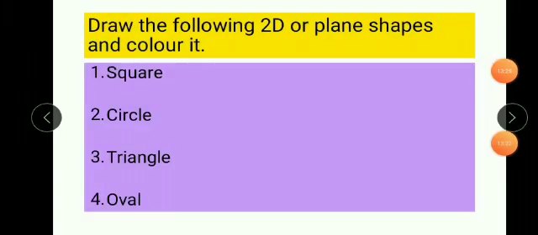Okay children, so these are solid shapes and their examples. I hope you all understand it very well. Now here I have some exercises for you. So it is exercise time. Take out your copy and do it.